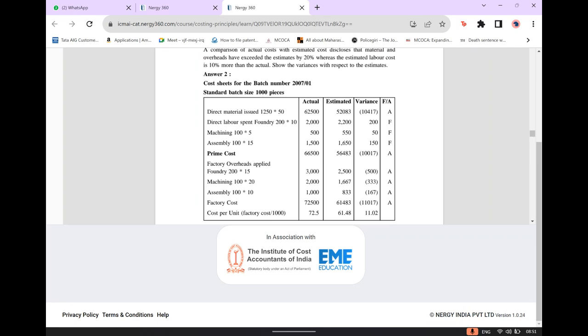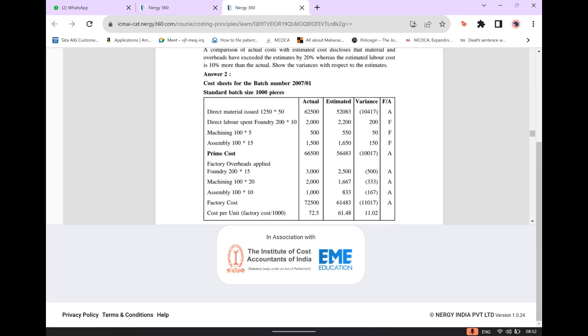So the actual material cost here is working out to be 62,500, whereas estimated is 52,083. So I have exceeded the budget, so estimated is less and actual is more. That is the reason why I'm getting an adverse variance.